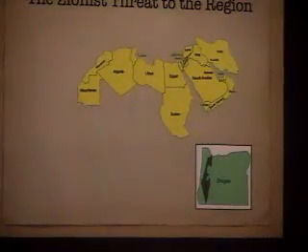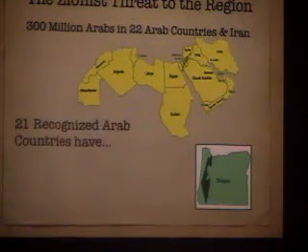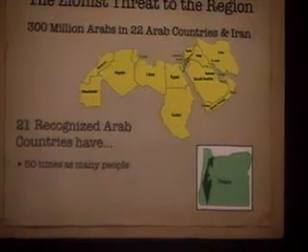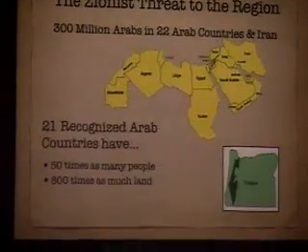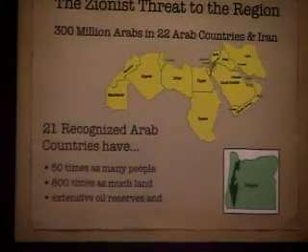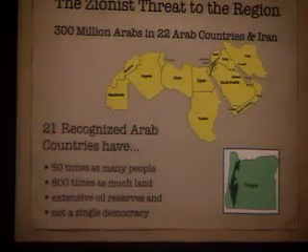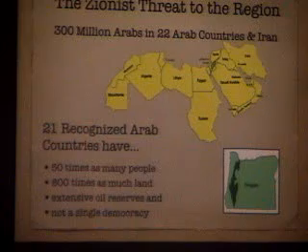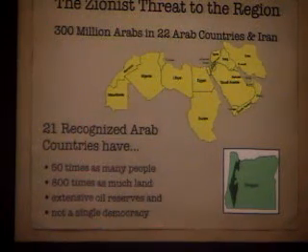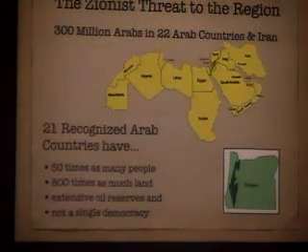So what exactly is the Zionist threat to the region? Where you have 300 million Arabs in 22 Arab countries and Iran. In 21 recognized Arab countries, you have 50 times as many people, 600 times as much land, 800 times as much land, extensive oil reserves, and not one single democracy. Now, there are 56 nations that have Islamic majorities, 49 nations have Roman Catholic majorities, 20 nations have Protestant majorities, 12 nations with Eastern Orthodox majority, 4 nations with Hindu majorities, and 1 nation with a Jewish majority that is the size of 1/12 of Oregon.